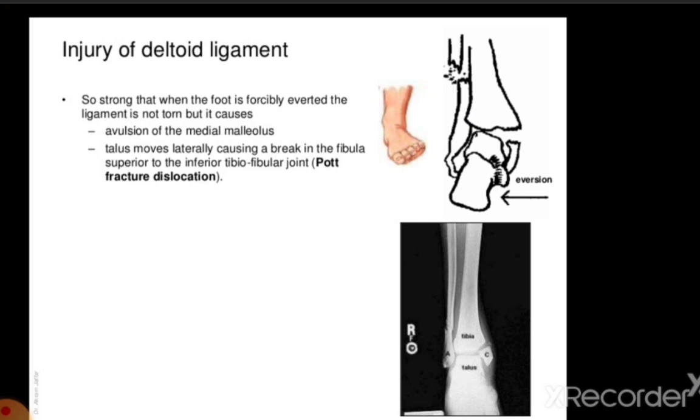There may be the chances for injury to the deltoid ligament, that is medial collateral ligament. Deltoid ligament is very strong, so that when the foot is forcibly everted, the ligament is not torn. But in some cases, like avulsion of the medial malleolus, and talus moves laterally, causing break in the fibula superior to the inferior tibiofibular joint. That is in the case of Pott's fracture dislocation. So this completes our topic, the ankle joint.